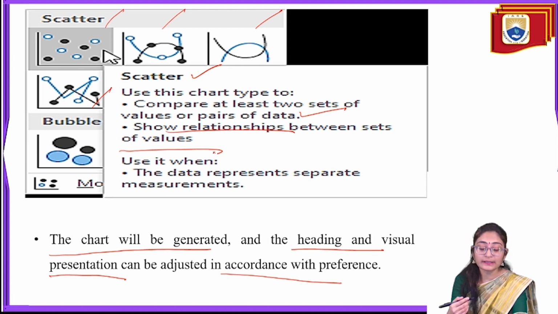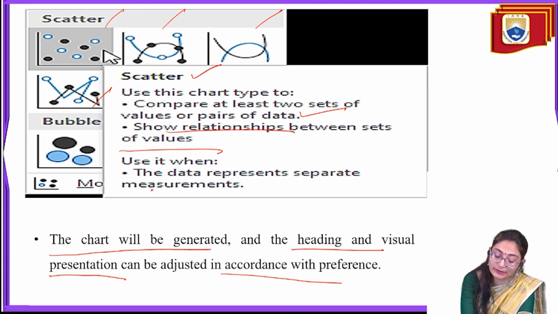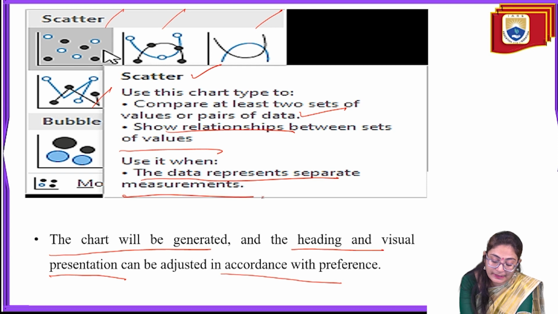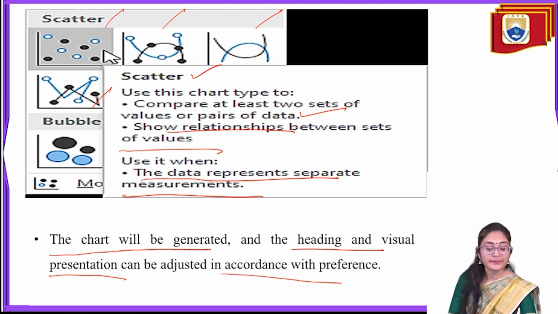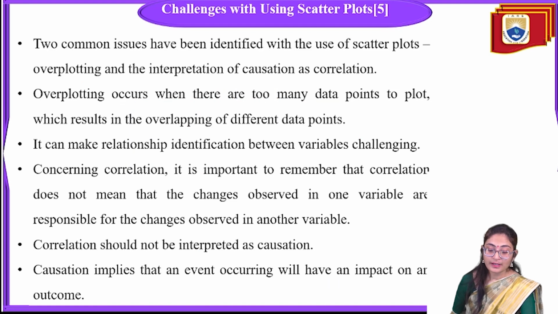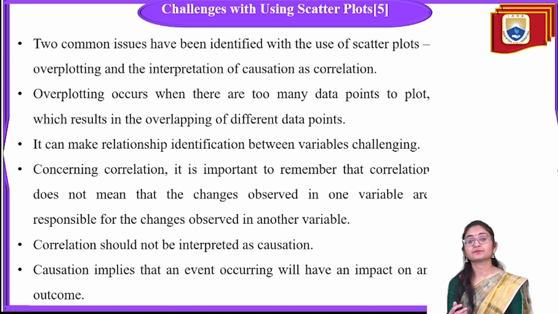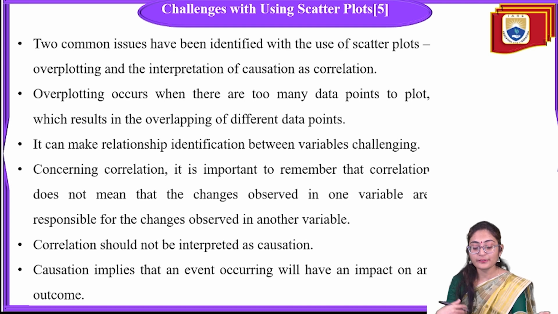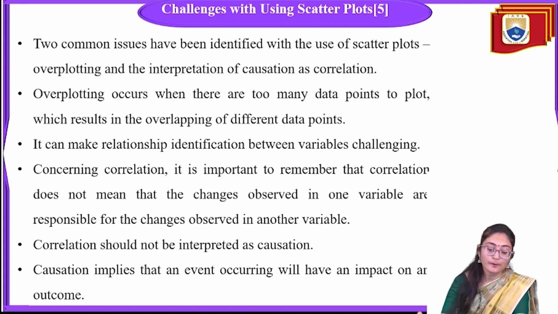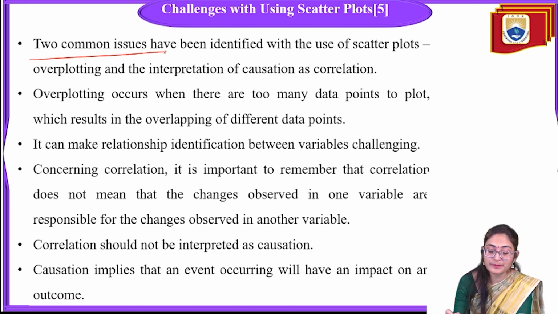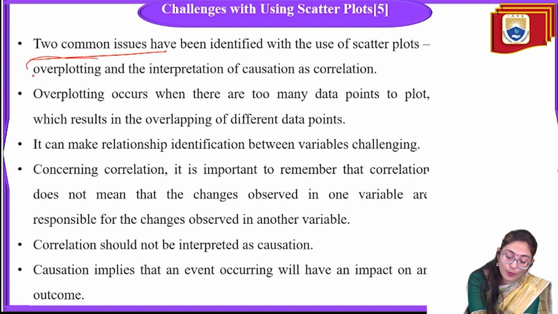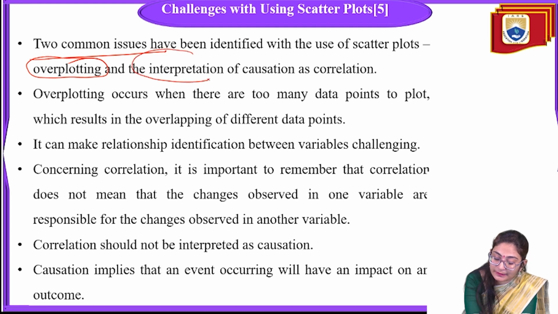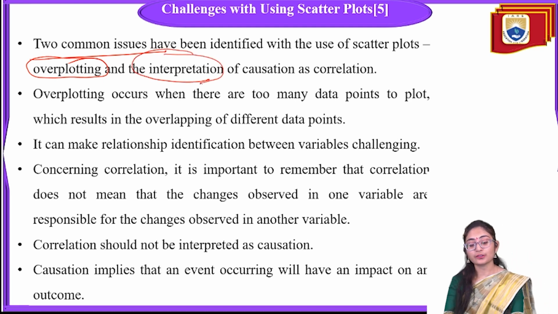And we use the scatter plot when the data represent separate measurements, so at that time we can use the scatter plot. Now, which challenges are there when you are using the scatter plot? First, two common issues have been identified with the use of scatter plots. The first one is overplotting and another one is the interpretation of correlation as causation.